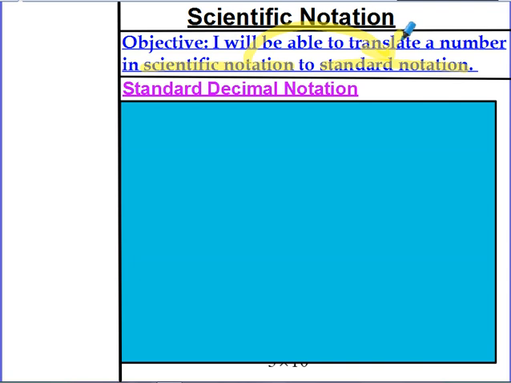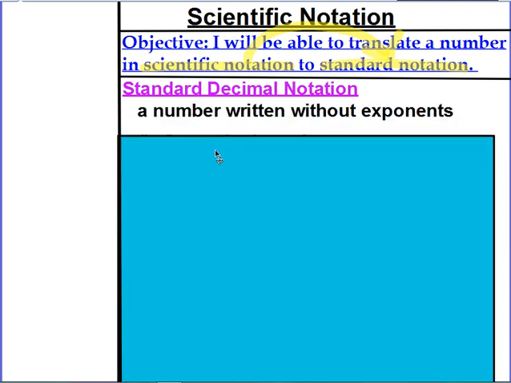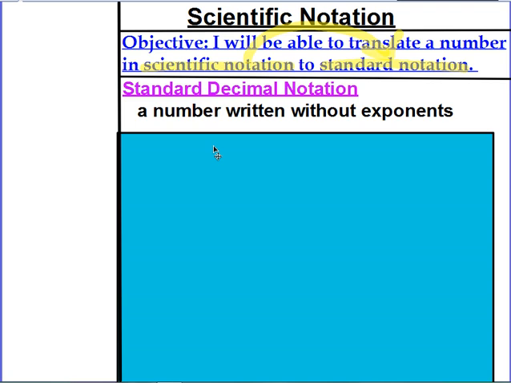So first let's talk about what is standard decimal notation. Your standard decimal notation is just the normal way we write a number. It says a number written without exponents. So for instance, if I had the number 1,340, that is written in standard decimal notation. Or if I had the number 0.03. Again, both those numbers do not have exponents in them. They're written in the standard way. Okay? So a number written without exponents is called standard decimal notation.